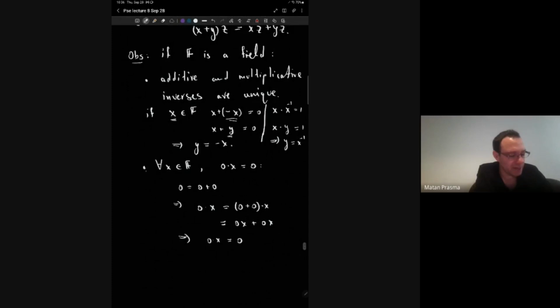Okay, and as for the second bullet point, I express zero as zero plus zero, then I use distributivity to deduce that zero times x must be zero times x plus zero times x. Then I add to this equation minus zero times x, because a priori I don't know what zero times x is, so I add the additive inverse of zero times x, and I get that zero times x must be zero. Any questions about the definition and the bullet points?